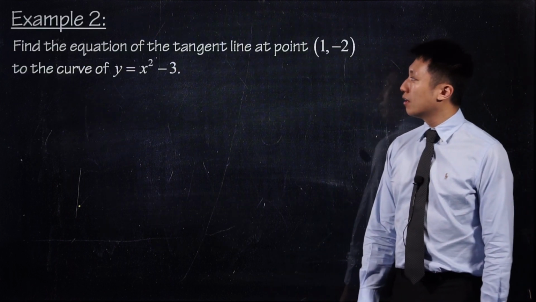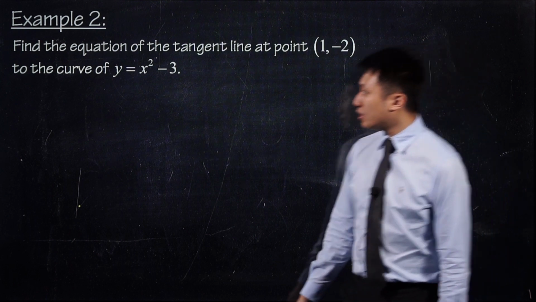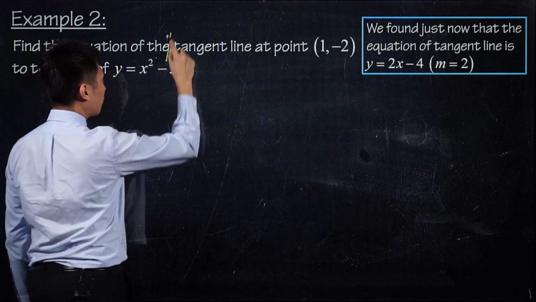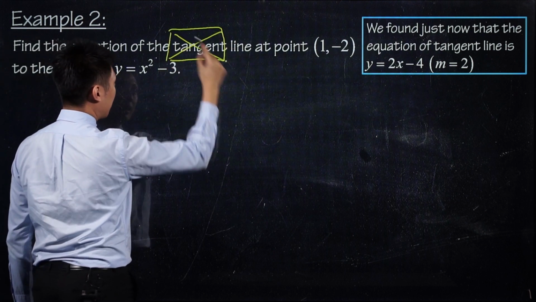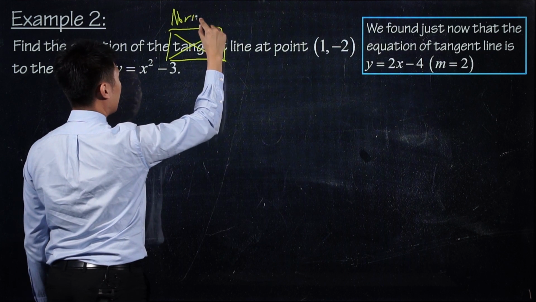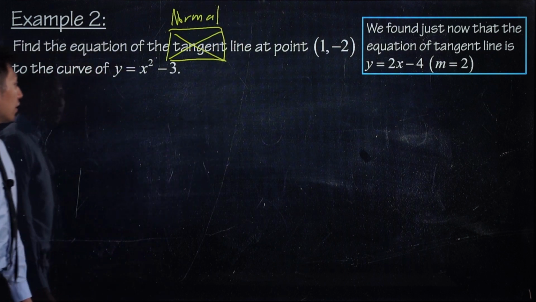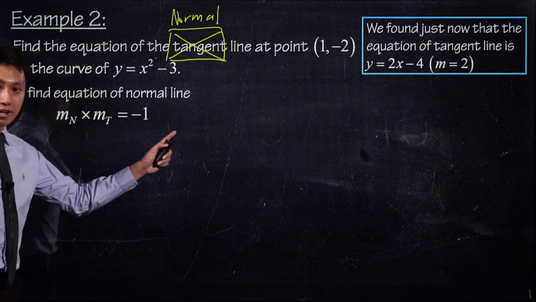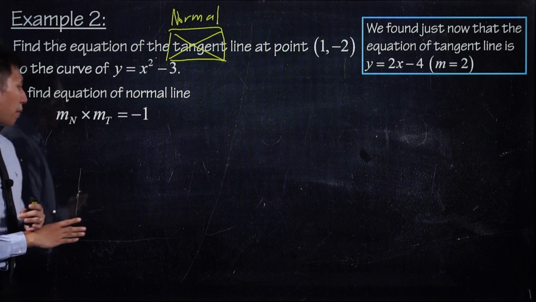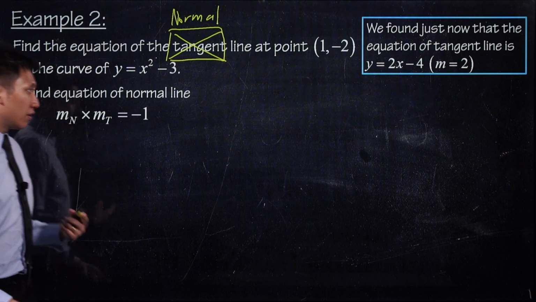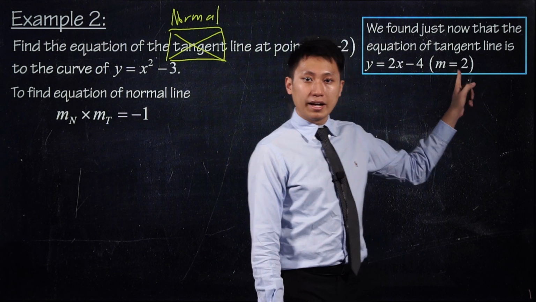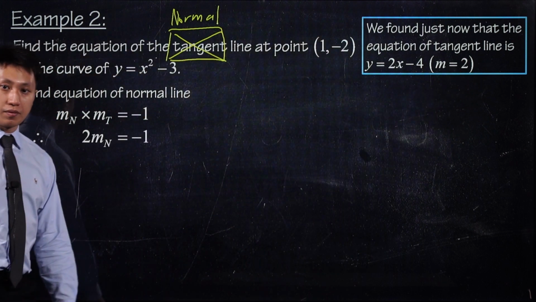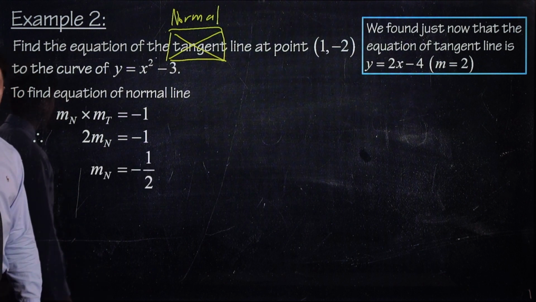So now find the equation of a normal line. Tangent line, you have done it before already. The answer is there. So now we don't want tangent line anymore. Now we find the normal line. To find the equation of a normal line, you have this condition because they are perpendicular. Previously m is equal to 2. Hence, you substitute 2 into mt, and you get 2mn is equal to -1. Hence, mn is equal to -1/2.